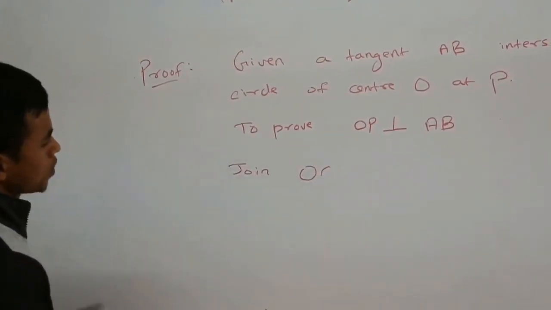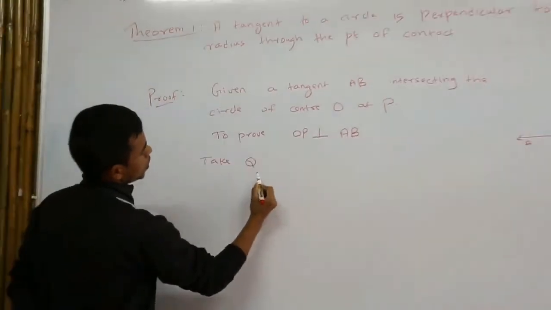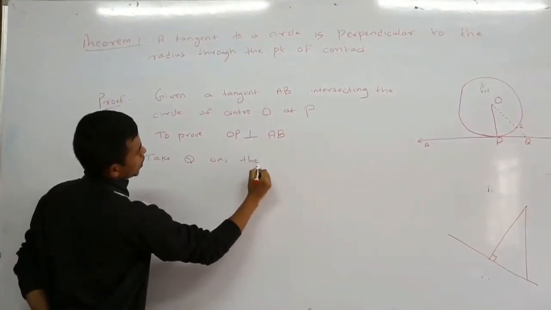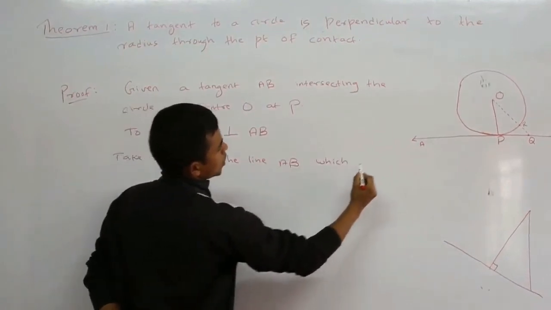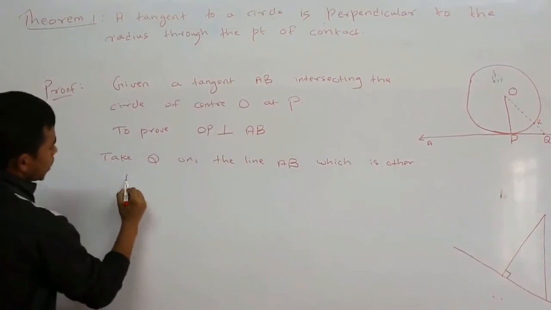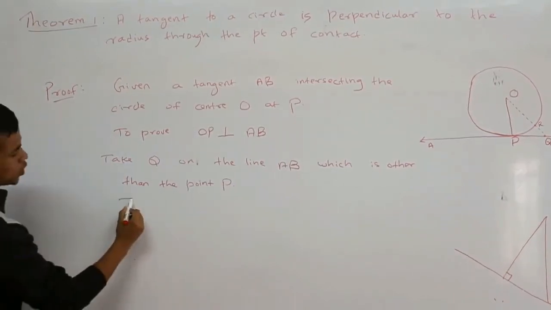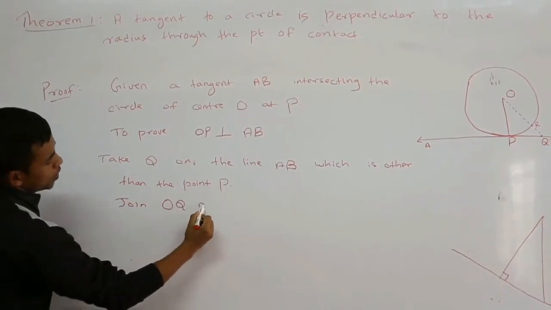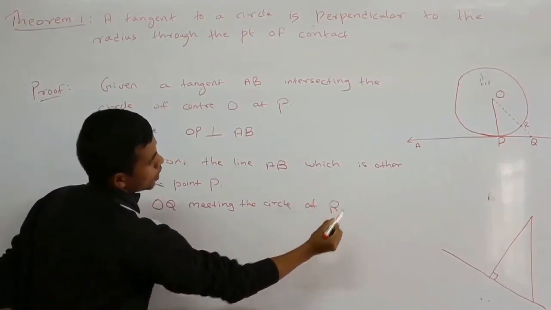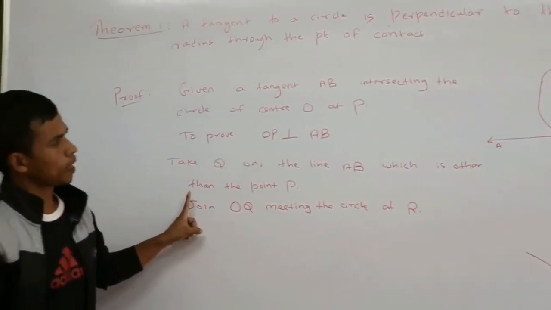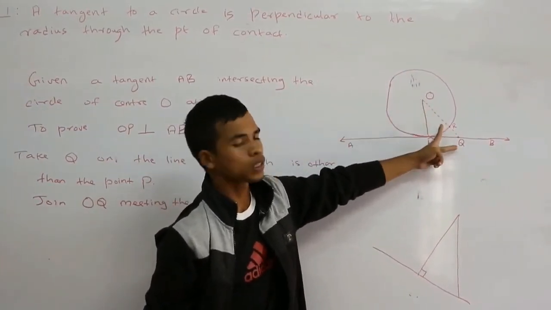So the construction here is we join OQ. First of all, that we are taking that point Q, so we will mention that we take Q on the line AB, which is other than the point P, and we are joining. We join OQ meeting the circle at R. So this is the construction that we are making here, and as you can see from this construction, OQ, it is equal to OR plus RQ.